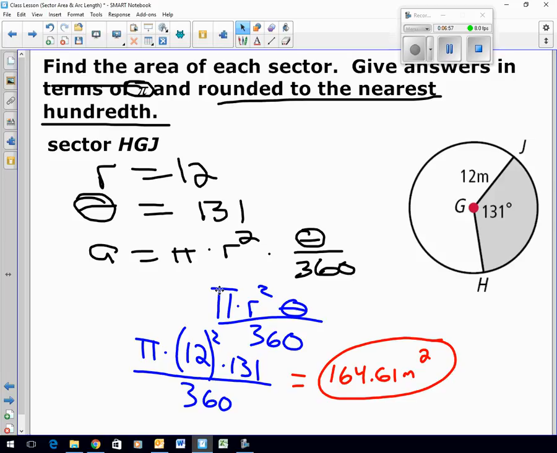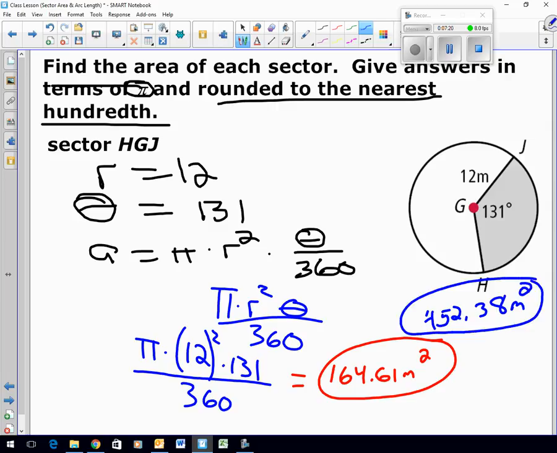Josh, type into your calculator pi times 12 squared. Hit enter, change it to a decimal, and tell me what you get. 452.38. That's the area of the whole circle. This is the area of just part of it. That is the area of the whole circle in blue. Pi radius squared.